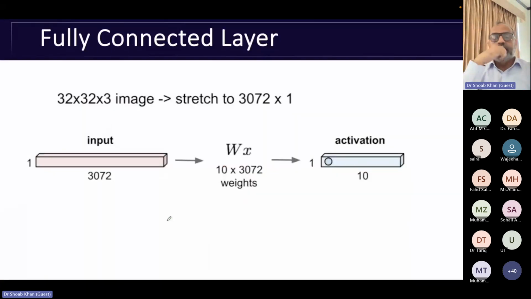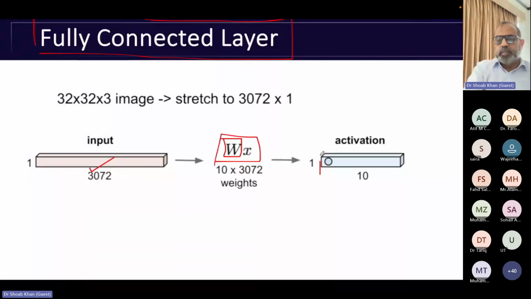So we understand this is also called a fully connected layer, where every pixel, every value of the data is being multiplied by a weight, and you are going to get 10 values out of this. Okay. So this is the activation. So a 32 by 32 by 3 image, stretched to a 3072 vector, results in a 1 by 10 vector. Okay. This is what it is.